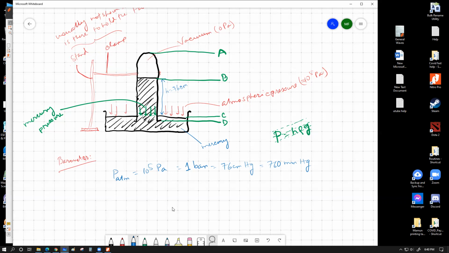Write in a new paragraph: when atmospheric pressure increases, the open surface of the mercury bath is pushed down more strongly.